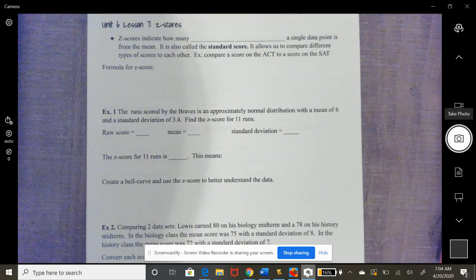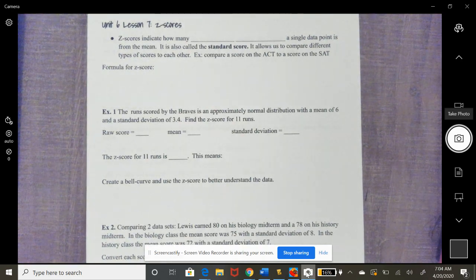Hey guys, so we're going to do a quick lesson today on z-scores and what those represent.